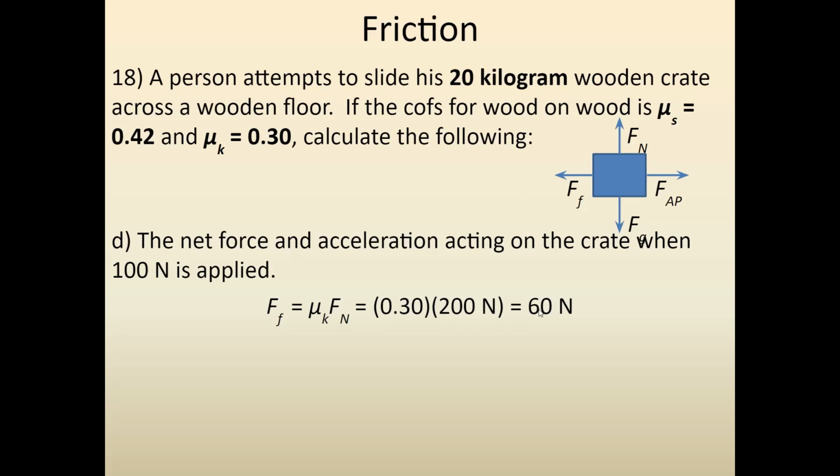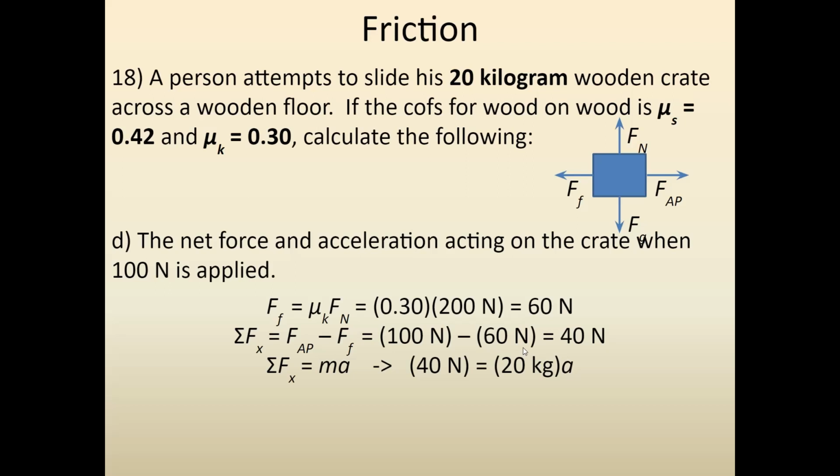I get that the kinetic frictional force is 60 newtons. Then I do my net force equation where I subtract these two forces. I get that the net force in the x direction is going to be 40 newtons. And then I can plug this into the F net equals ma equation to get that the acceleration will be 2 meters per second squared, both in the direction of the applied force.